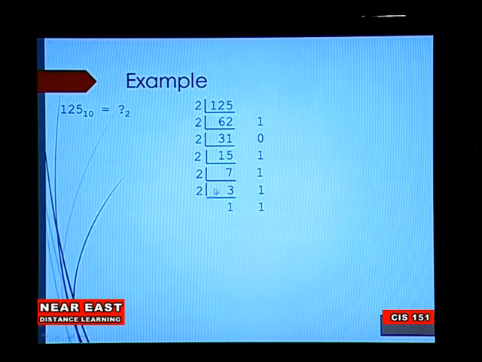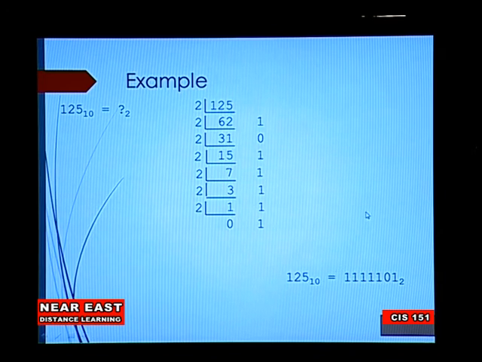Again, we divide 3 by 2, and it shows us 1, and the remainder will be 1. Then 1 divided by 2 is 0, and the remainder will be 1. Now for 125, we write it from the bottom to the top. So this shows us 125 in base 10 converted to binary in base 2. We write it from here: 1, 1, 1, 1, 1, 0, 1 in base 2, which is the binary.